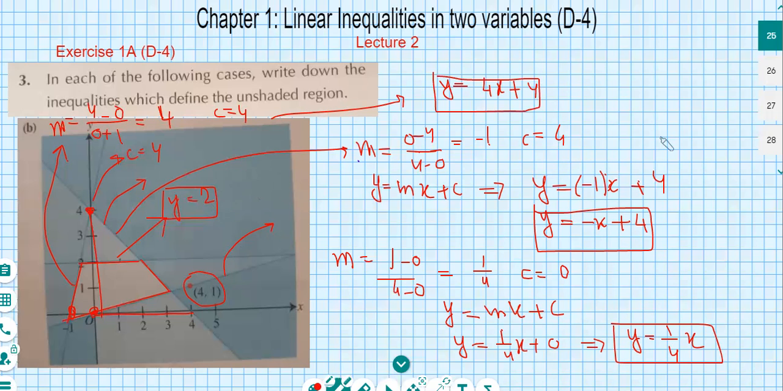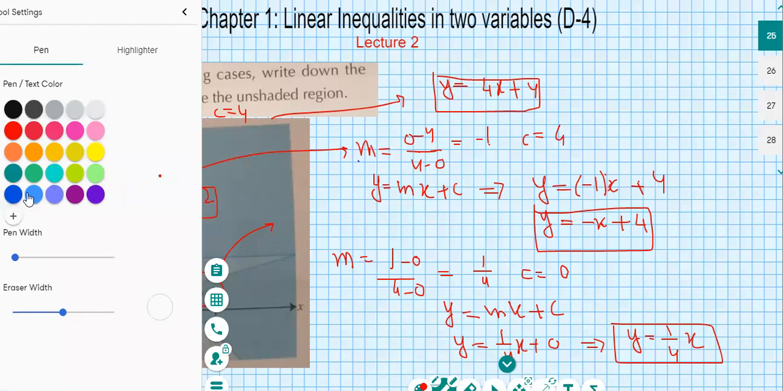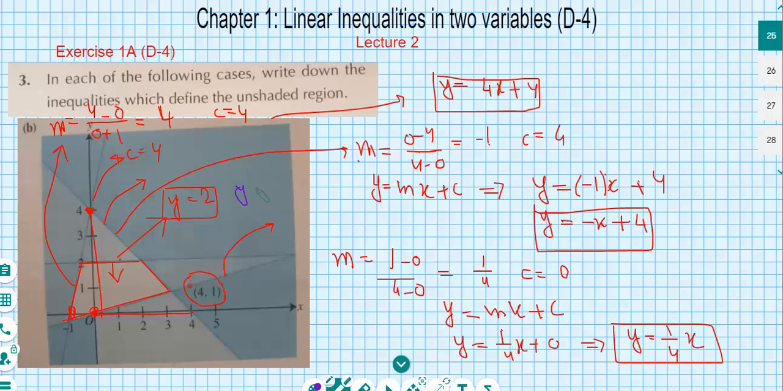So how many equations do we have? y is equal to 2. As the shaded region is below this line, we have to write that y is less than it. Since it is a solid line, we have to write y is less than or equal to 2. I'm using a different color for these inequalities. So the inequality will be y is less than or equal to 2 for this. Second one is this line.